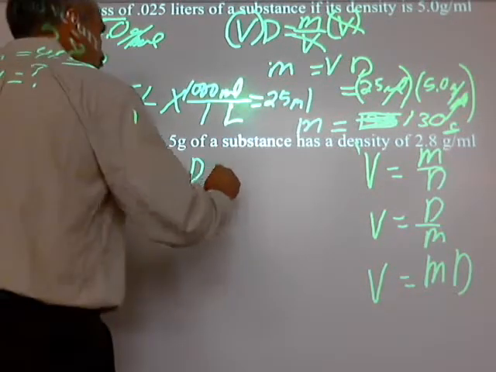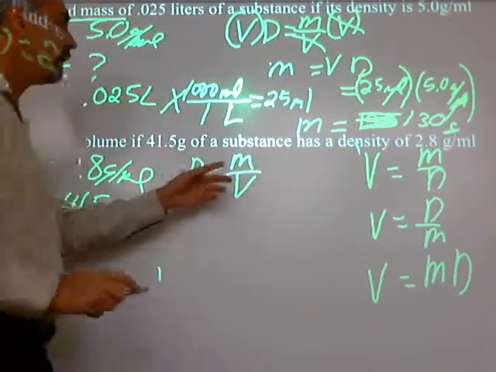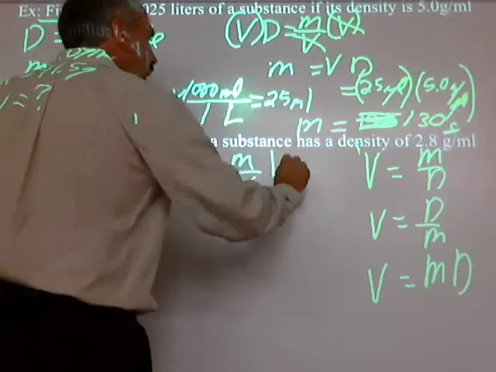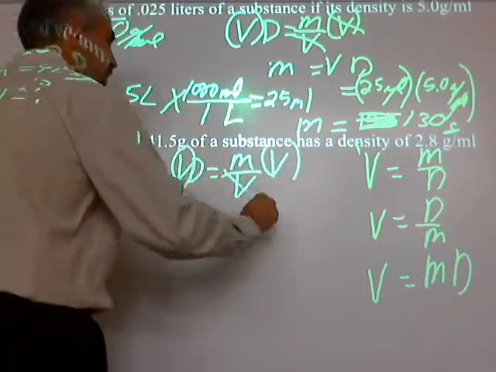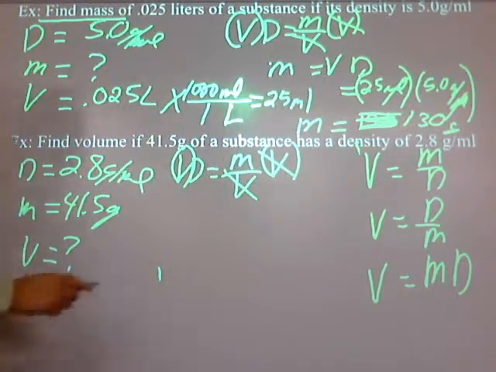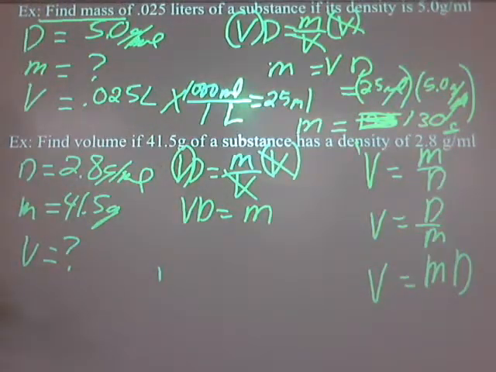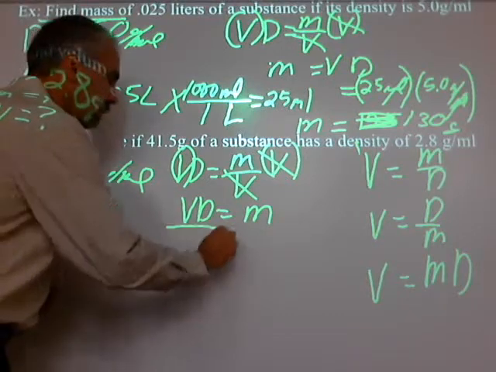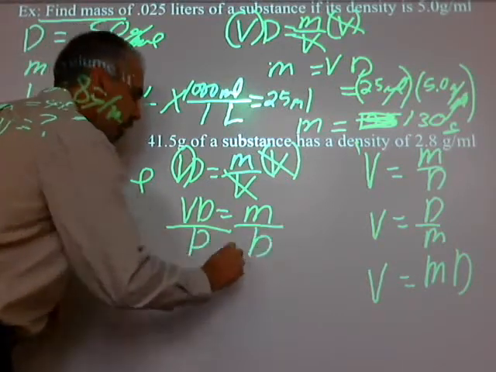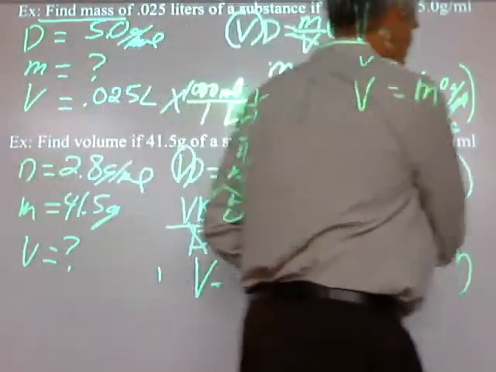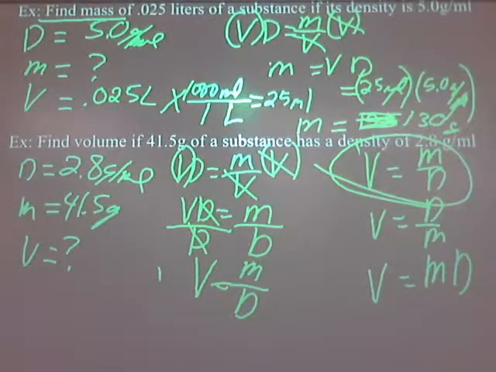So here are the rules of algebra. D equals M over V. I need to get V by himself, but I also need to get him in the numerator. So I'm going to multiply both sides by V. Say, well, how does that help me? Because now I have V times D equals M. That doesn't help me. I don't want M. I want V. Okay, do a second step. What are you going to do to both sides now to get V by itself? Divide by D. So your correct answer is this. V equals M over D.